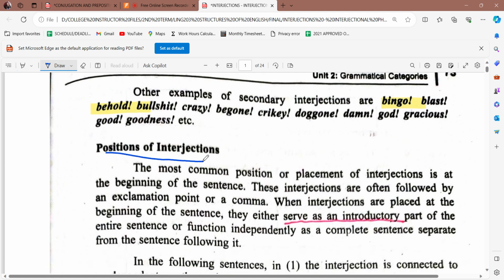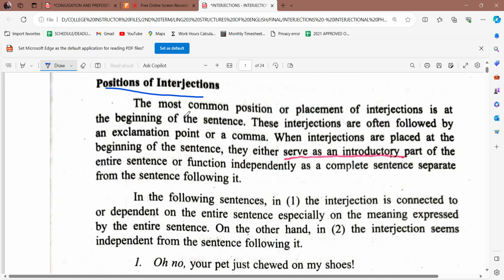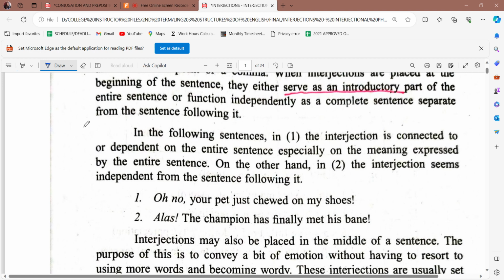Okay, so positions of interjections. The most common position or placement of interjection is at the beginning of the sentence. These interjections are often followed by an exclamation point or comma. When interjections are placed at the beginning of the sentence, they either serve as the core part of the entire sentence or function independently as a complete sentence separate from the sentence following.